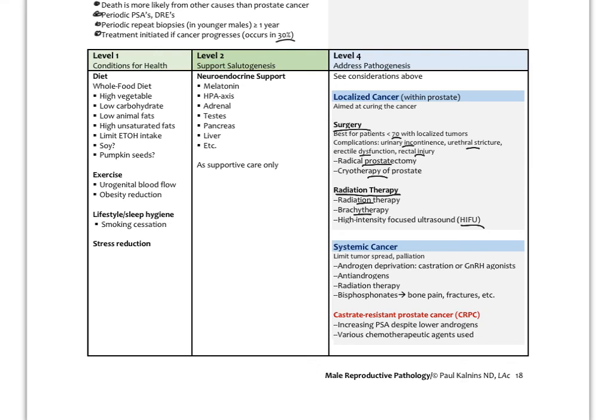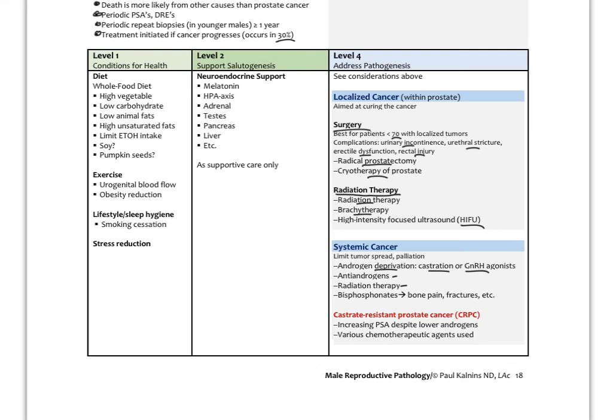For systemic cancer, again, trying to limit the tumor spread, trying to aim that at palliation, but androgen deprivation, and that would be actual castration, removal of the testes, but usually that's done through the gonadotropin releasing hormone agonists, the leuprolide, which I discussed in the previous videos, other anti-androgens, radiation therapy, and then maybe using bisphosphonates for bone pain, fractures, etc., from the tumor mets.